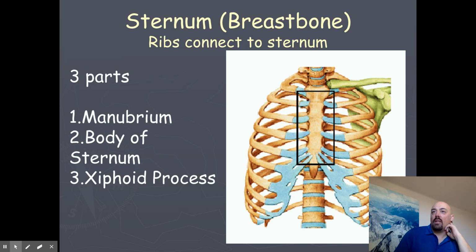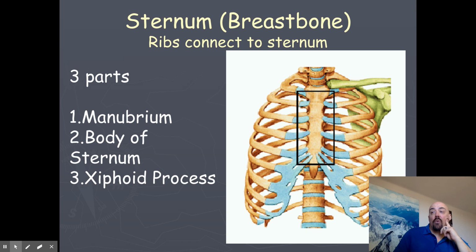The second one is what we call the body of the sternum. And that's normally what you think of as your sternum. Going back a little bit to the manubrium, you can actually feel what we call the manubrial notch. It's right at the bottom of your neck. If you feel right there, you'll feel a little groove. That is your manubrial notch. And then right below it is where the body of the sternum starts and goes all the way down, and that's where all the ribs attach. Right? So the 2nd through 7th rib all attach to the body of the sternum.